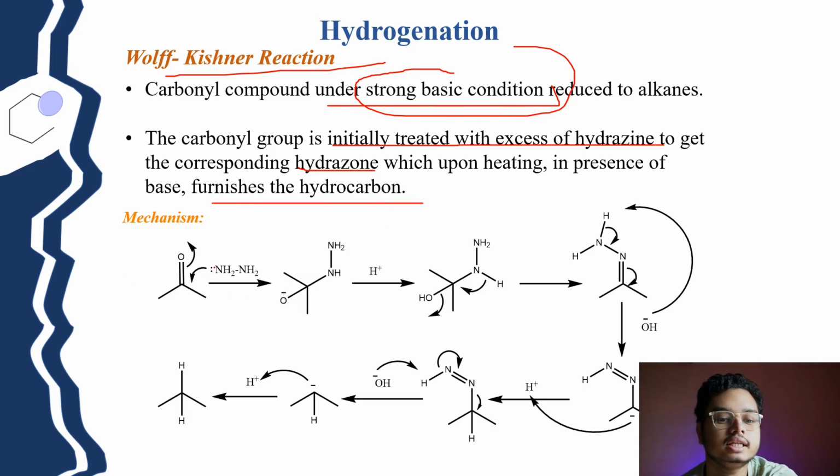Initially the hydrazine attaches here, and after rearrangement we get the corresponding hydrazone. Then the base abstracts this proton, and we get this type of intermediate, and then after nitrogen elimination we get our desired alkane here. So this is the typical mechanism of the Wolff-Kishner reaction.